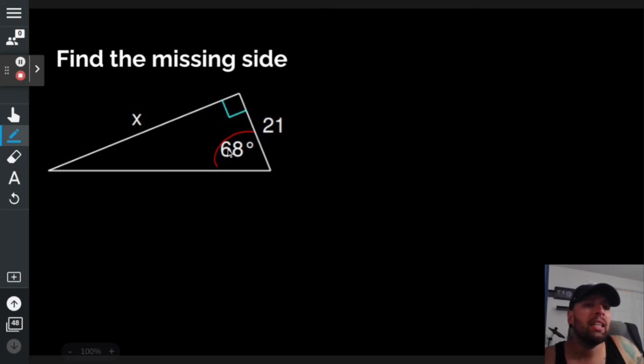I need to see what 21, 9 plus 10, and x are compared to 68. 21 compared to 68 is going to be my adjacent side. X compared to 68 degrees is going to be my opposite side. So I need the SOHCAHTOA that deals with the adjacent and the opposite, and that is TOA. So I'm going to use tangent.